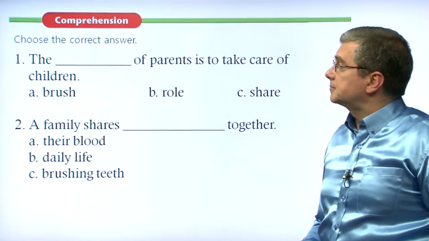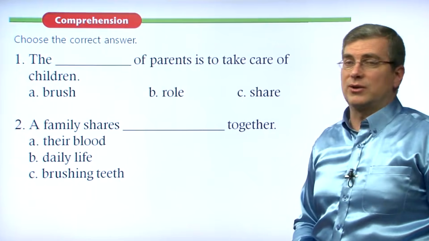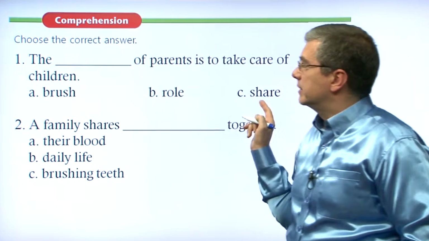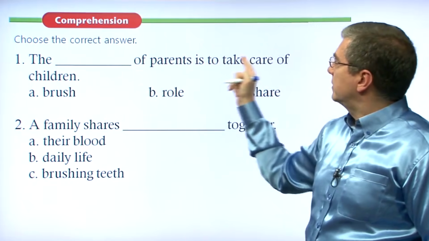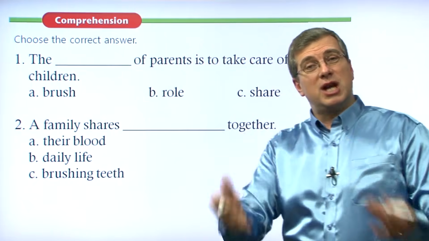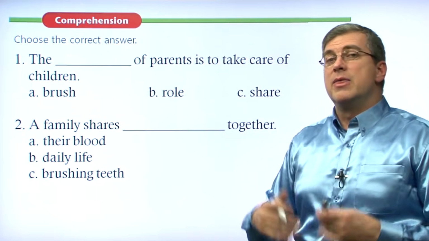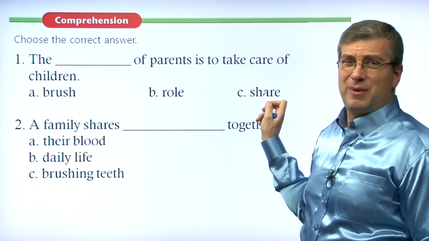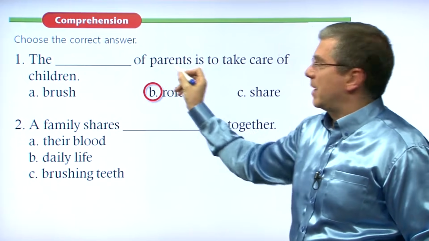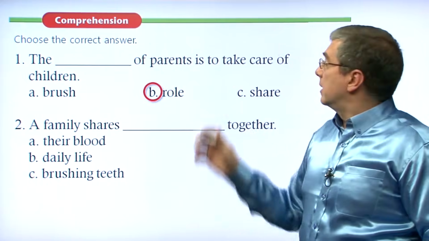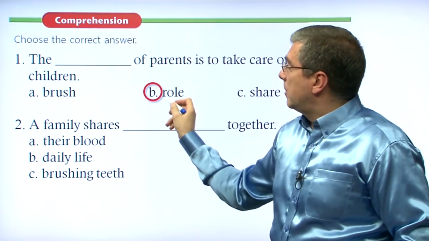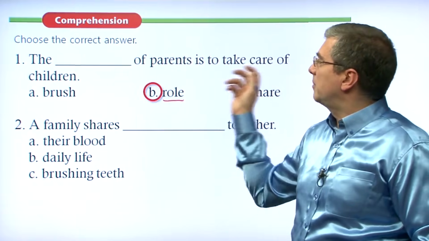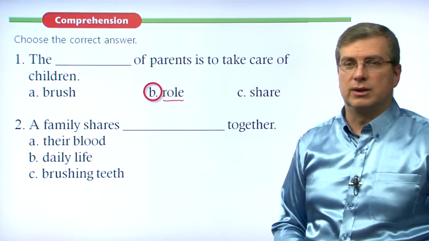Okay, let's move on. Let's go over the reading comprehension questions. How well do you remember the reading? Number 1, let's fill in the blank. We have 3 choices. The blank is, the blank of parents is to take care of the children. So we just read the reading passage and we found out that the what? The brush of parents, the role of parents, the share of parents, it's got to be the role. The role of parents, what is their role? Their role is to take care of children. Remember, role can also be what people should do. What should people do? The role of parents is to take care of their children.